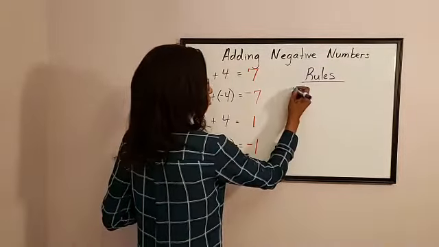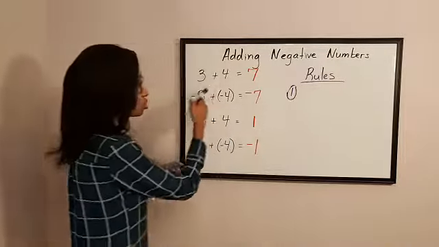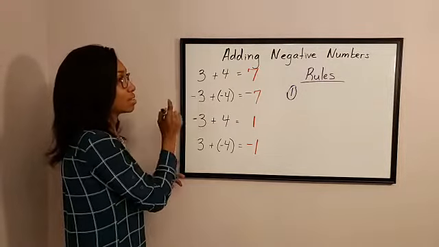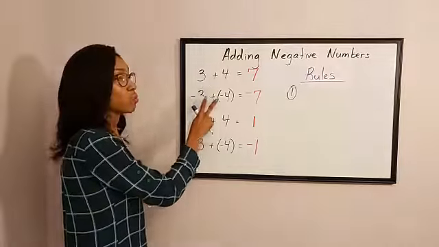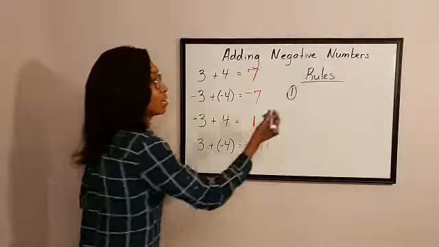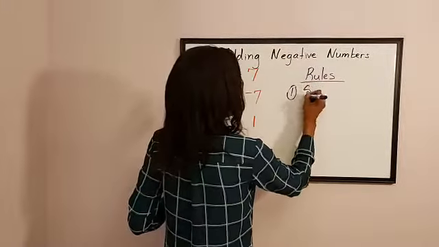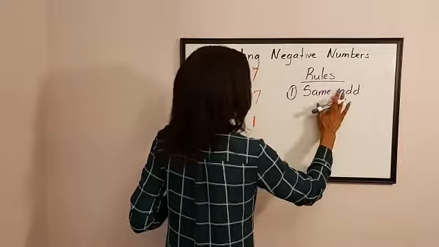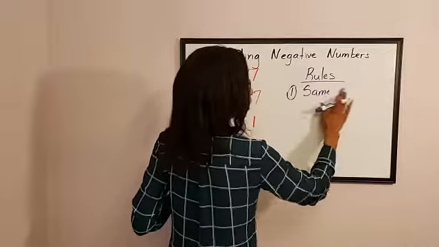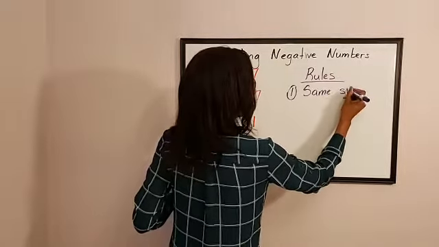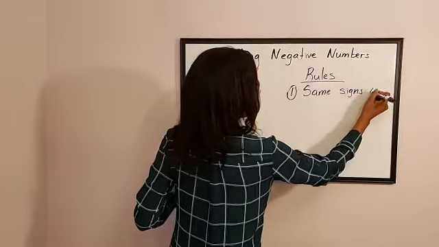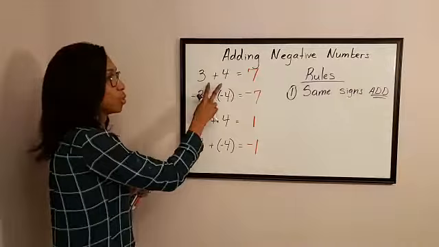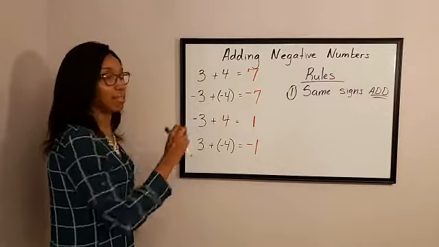Rule number 1 comes from these two examples here: if you are working with the same signs, either they're both positive or they're both negative, every time, you're going to add. Same signs, add. Okay? So what that means is either they're both positive or they're both negative. They have the same signs.